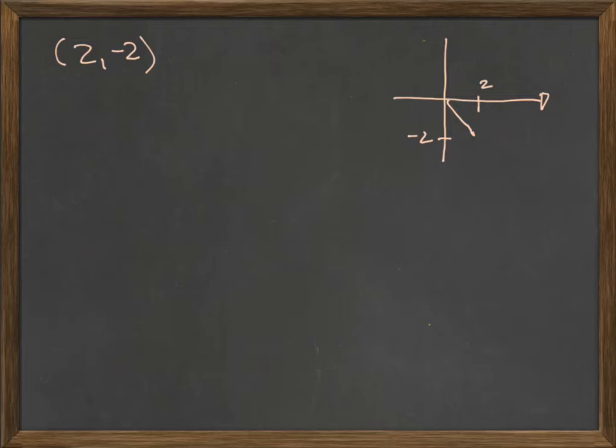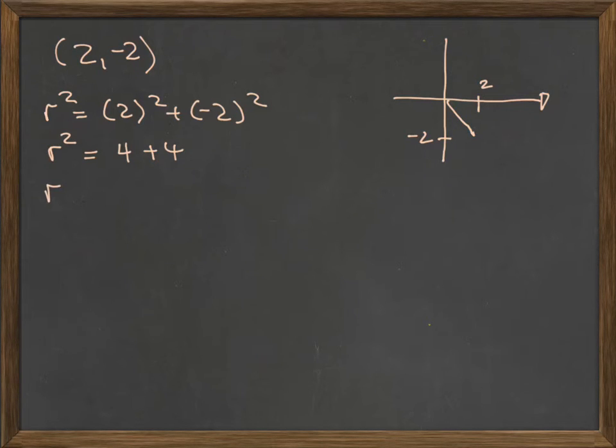Okay, let's find r first. r squared equals 2 squared plus negative 2 squared, which is 4 plus 4, so r squared is equal to 8. If you take the square root of 8, that means r is 2 square root of 2.